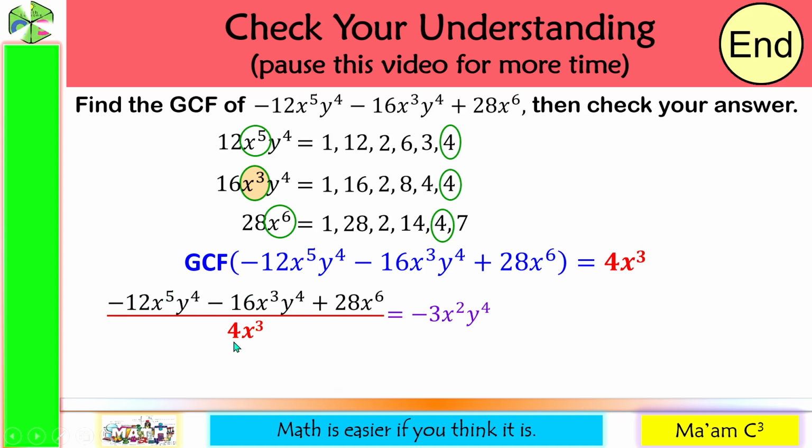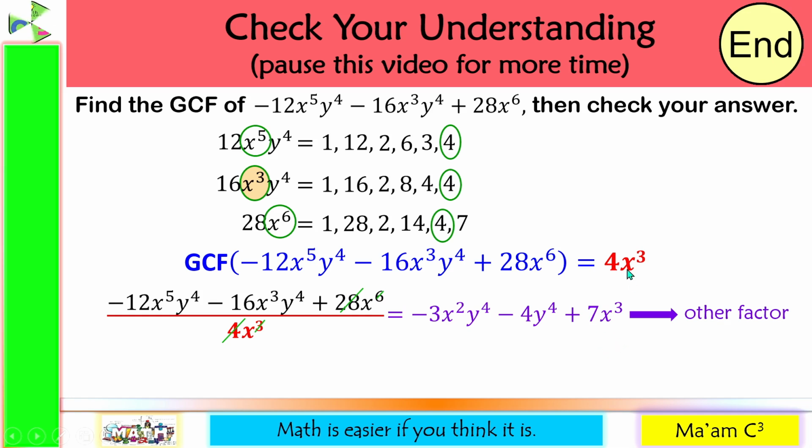Negative 16 divided by 4 will give us negative 4. X cubed divided by x cubed is 1. We don't have to write it anymore. And then let's copy y to the fourth. Let's move with the third term. Positive 28 divided by 4 will give us positive 7. X to the sixth divided by x cubed will give us x cubed. This is the other factor or remaining factor.